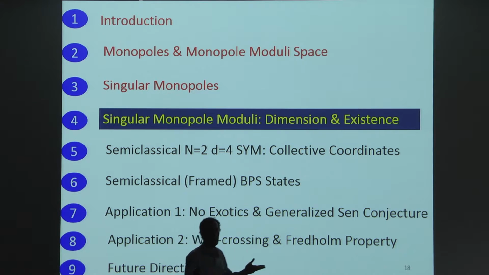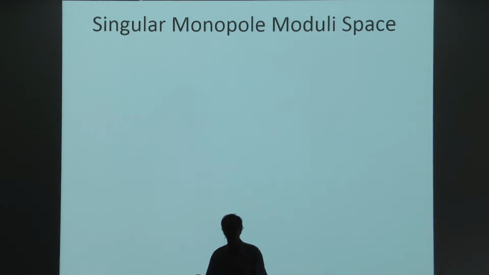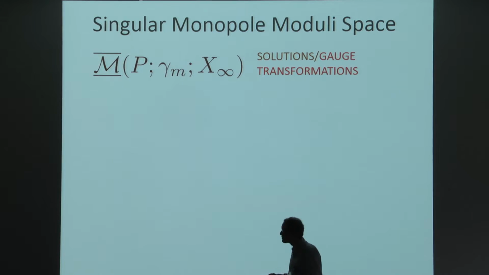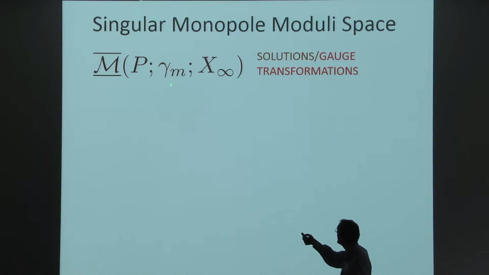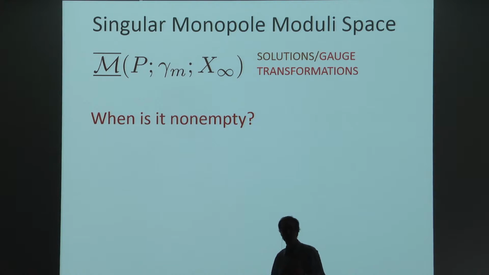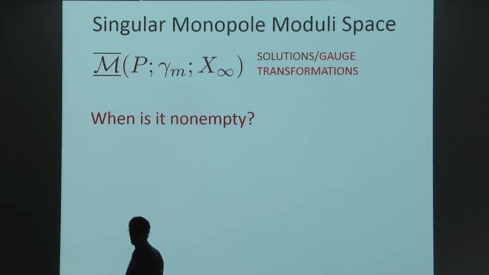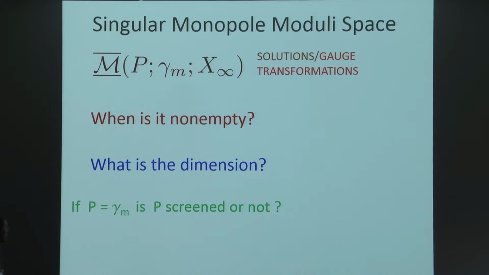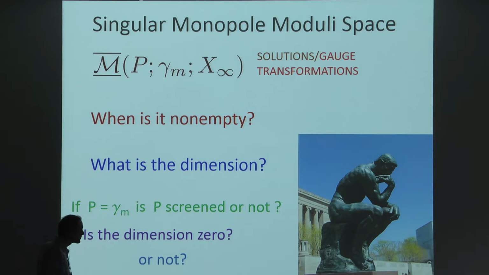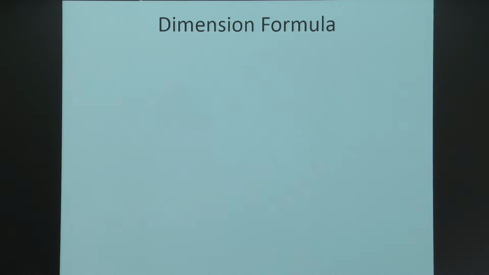So now, again, we have a moduli space of these singular monopoles, solutions modulo gauge transformations. They now depend on P, gamma M, and the Higgs vev. And we can ask some questions about this moduli space. When is it non-empty? If it's non-empty, what's the dimension? Supposing the 't Hooft charge, for example, is equal to the asymptotic magnetic charge. Well, people who ought to know better tell me, it's obvious, that charge is all screened by the monopoles, and therefore the dimension is 0. So is the dimension 0 or not? I claim this requires a little bit of thought, and we thought about it.